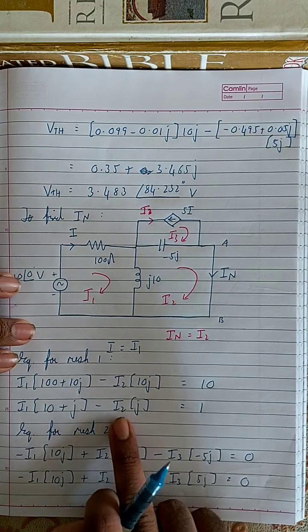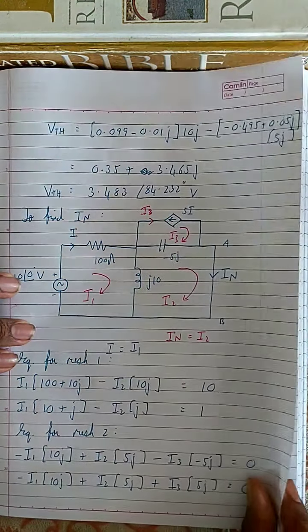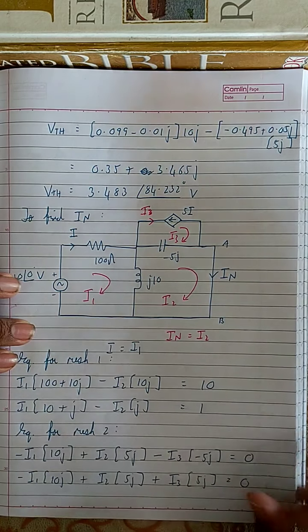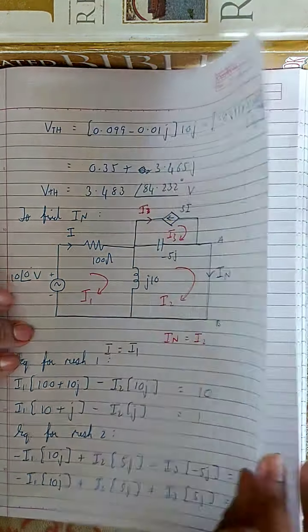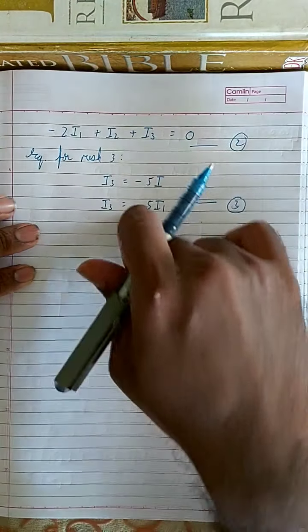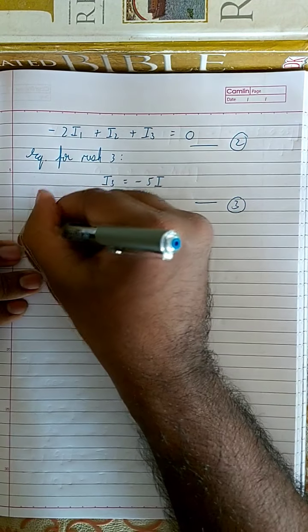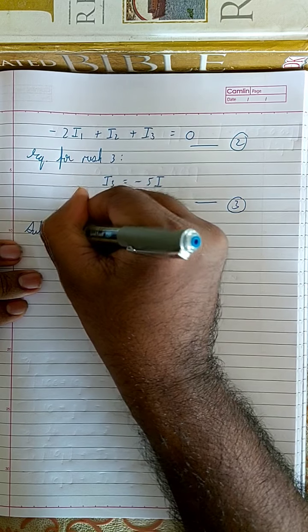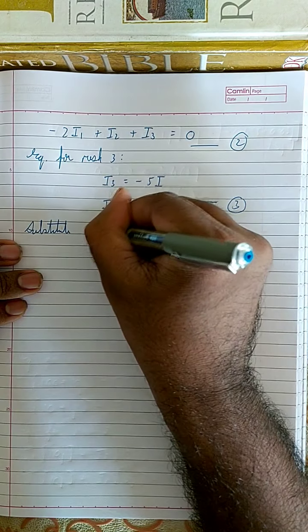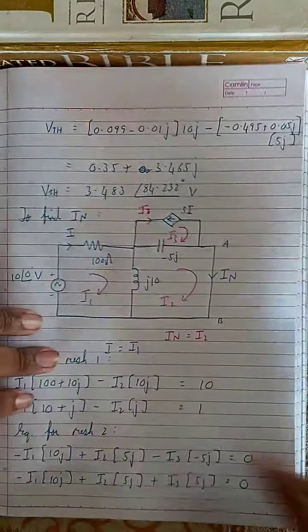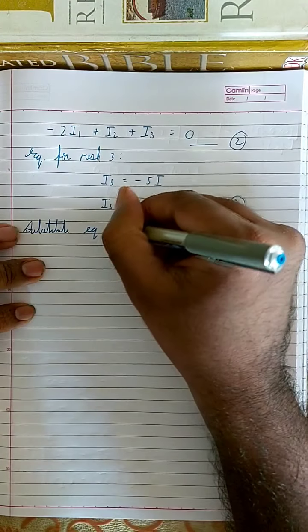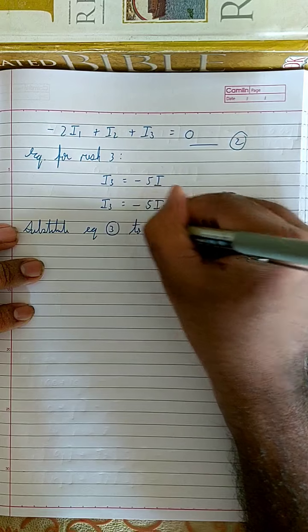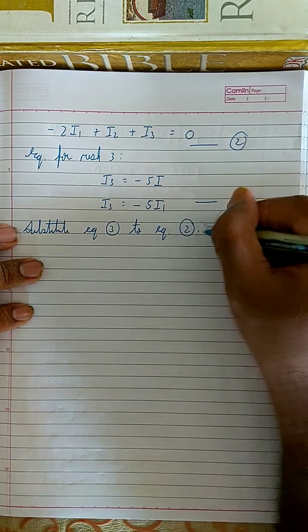I forgot to put I2 is equal to 0 over here. No, it's not I2. Sorry, what I said was stupid. This is what I know. So here I2 is not 0. We have here I3 is equal to minus 5I1. This is equation 1, I forgot to mark it. So substitute equation 3 into equation 2.